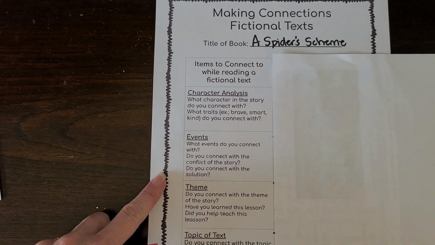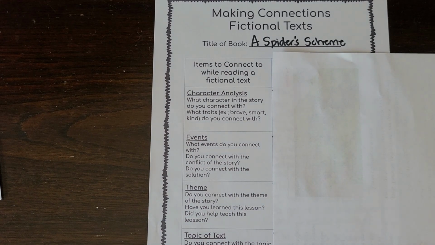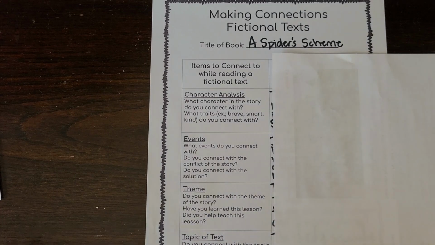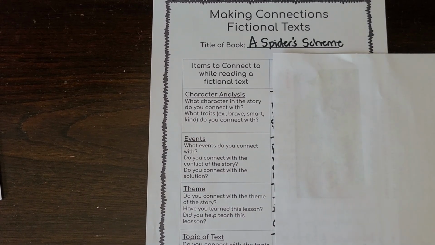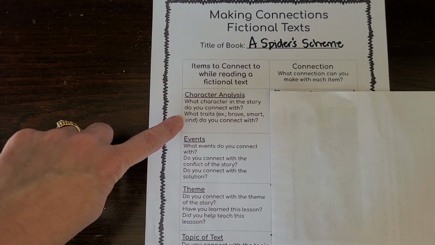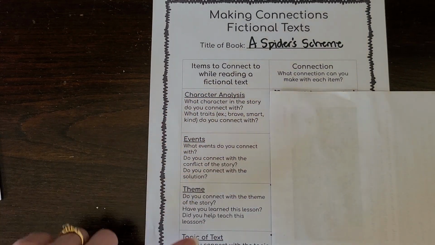And then the theme. Do you connect with the theme of the story? Have you learned this lesson that's in the story? Did you help teach the lesson? Or any other connections you can make? Topic of text. Do you connect with the topic of the story? And do you have a similar story? So in this column, you're going to write your connections for each: character analysis, events, theme, and topic.